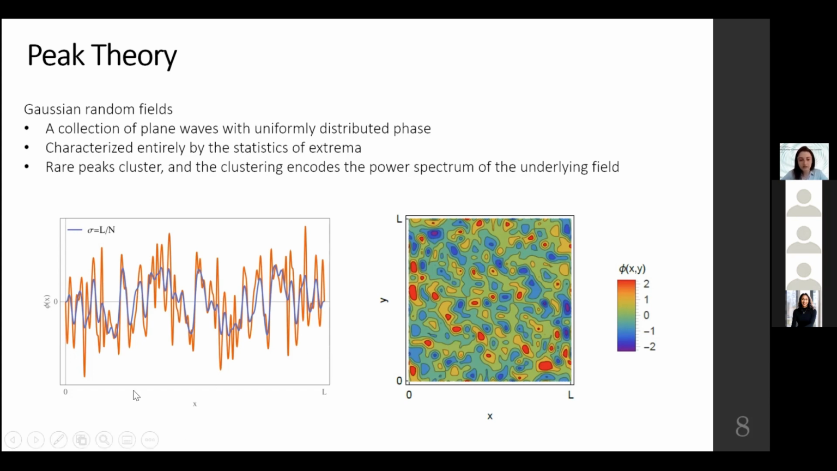So here is an example of a realization of a two-dimensional random Gaussian field. And here on the left, I'm just taking one slice through this two-dimensional surface, and I'm looking at the amplitude of the field.